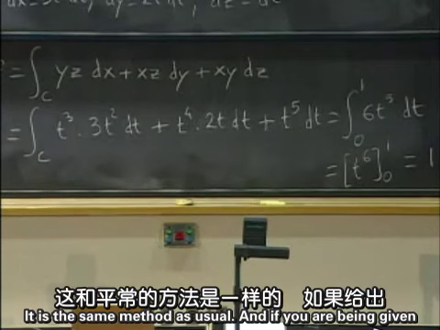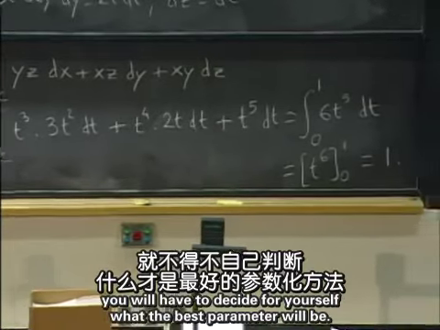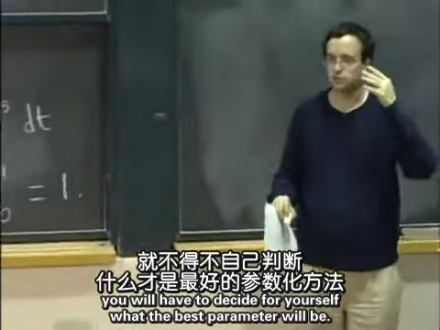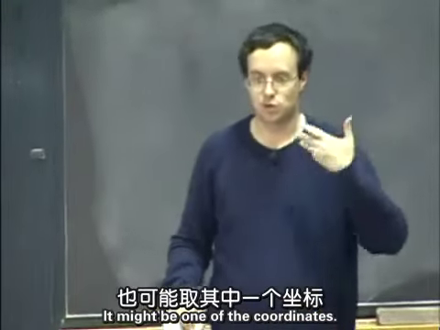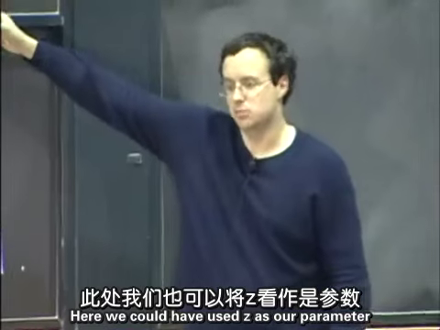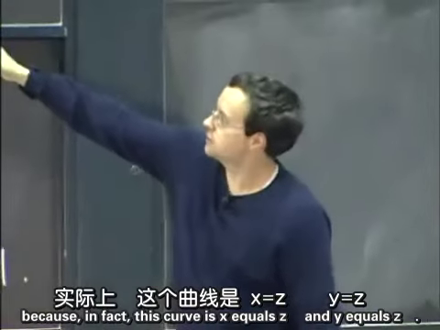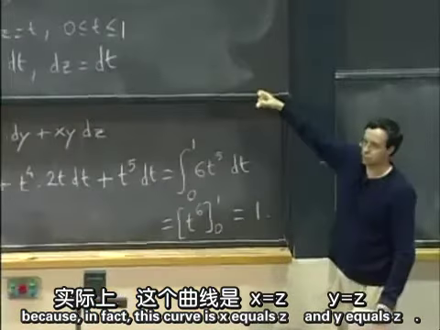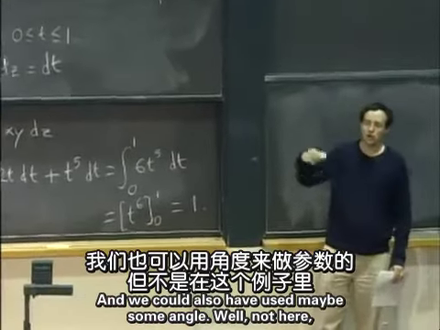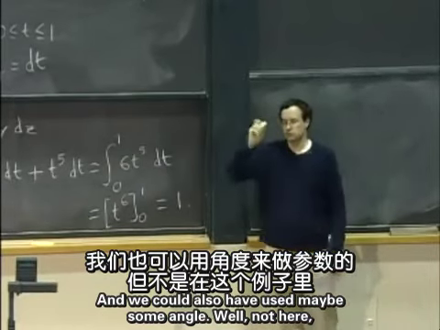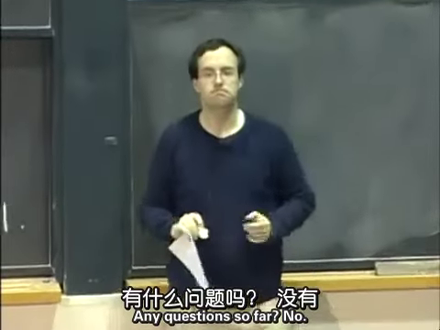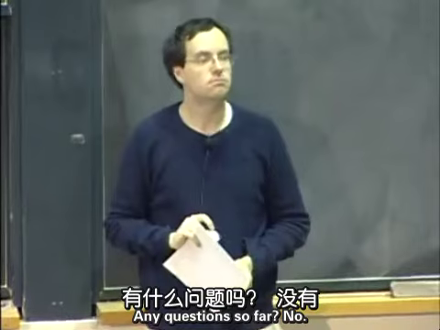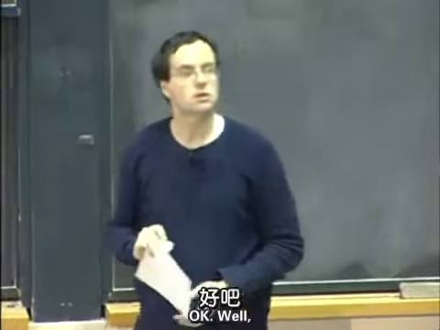So it's the same method as usual, and if you're being given a geometric description of a curve, then of course you have to decide for yourself what the best parameter will be. It might be some time parameter t, like here. It might be one of the coordinates. Actually, here we could have used z as our parameter, right? Because in fact this curve is x equals z cubed and y equals z squared. And we could also have used maybe some angle. Well, not here, but if we had been moving, say, on a circle or something like that. Okay, any questions so far? No? Okay.